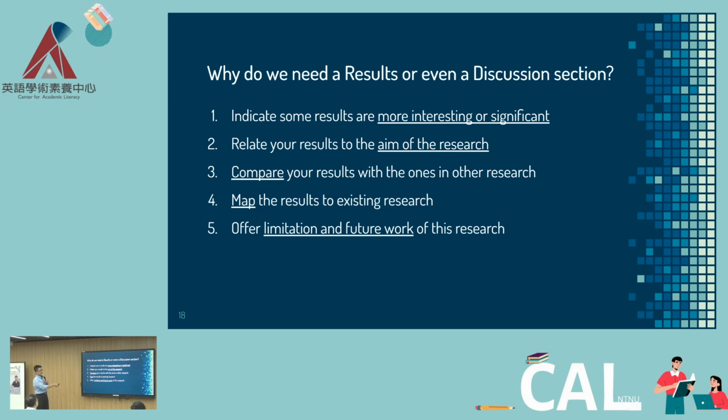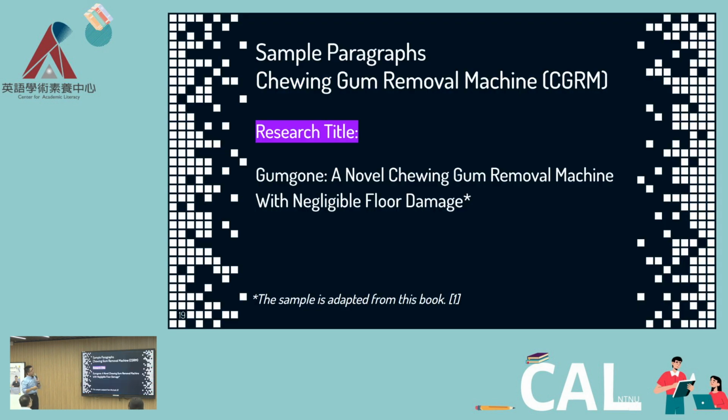And the fourth one, you have to map the result to the existing research and then offer limitation and future work of this research. Okay, so now please turn the page. So we're going to talk about the chewing gum removal machine. It is shortened as CGRM. Okay, so the topic of this research is a novel chewing gum removal machine with negligible fluid damage.